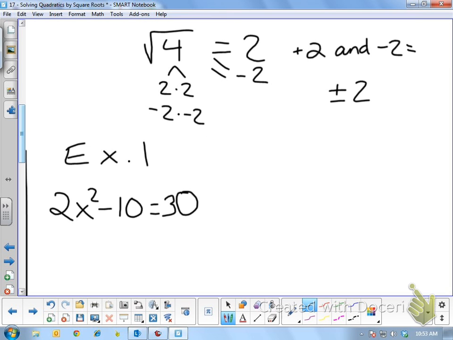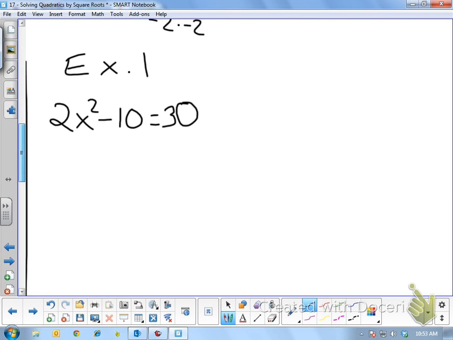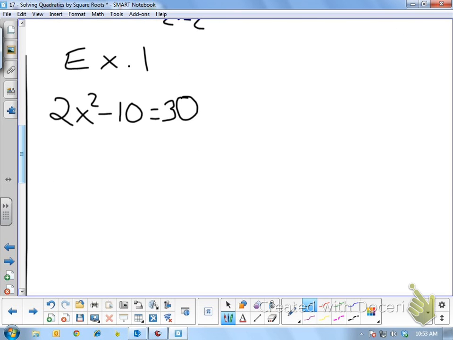Okay, example 1. 2x squared minus 10 equals 30. Again, these are very straightforward. We're solving equations. How many examples? 3. Hopefully we'll make it through all of them. They're pretty quick, because again, they're pretty straightforward. So we're going to do our opposites.